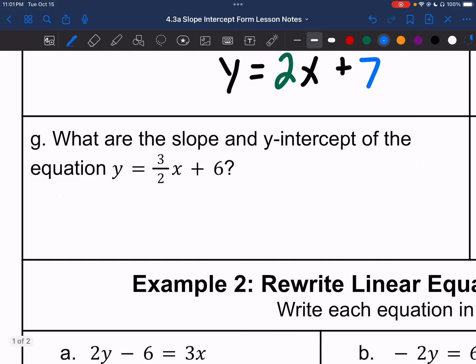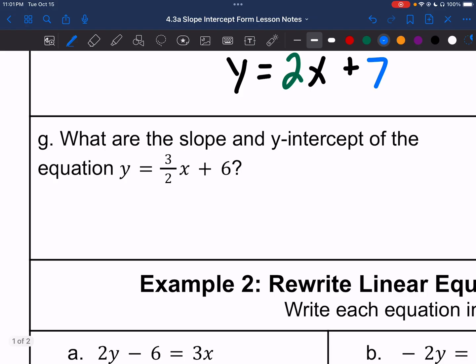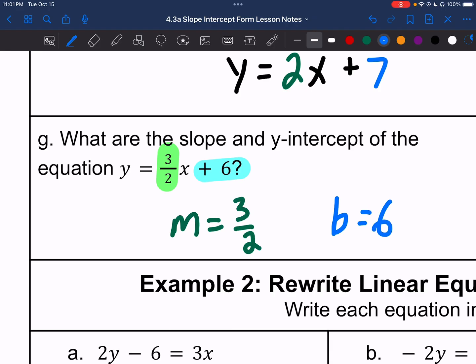Now let's take a look at letter G. What are the slope and y-intercept of the equation y equals 3/2 x plus 6? So again, we're going to look at our equation. My slope is what's attached to x, and my y-intercept is the constant that's being added or subtracted. So if I find those values, my slope is equal to 3/2, and my y-intercept is equal to 6.